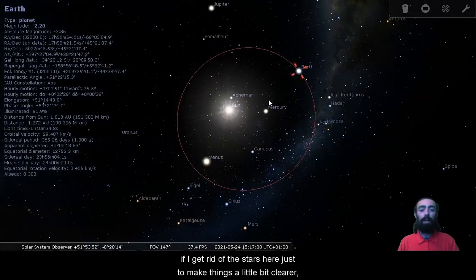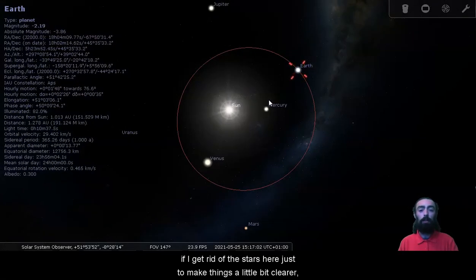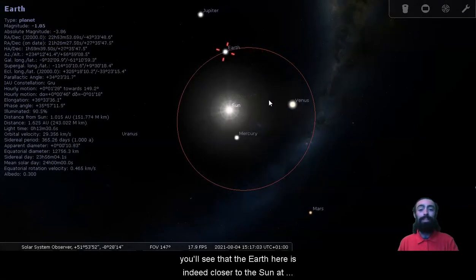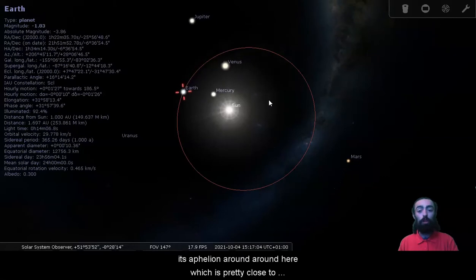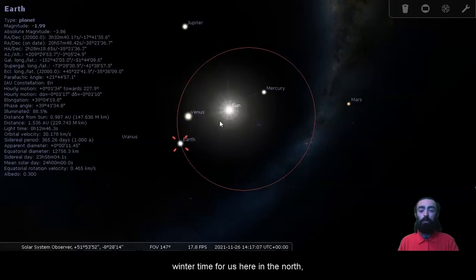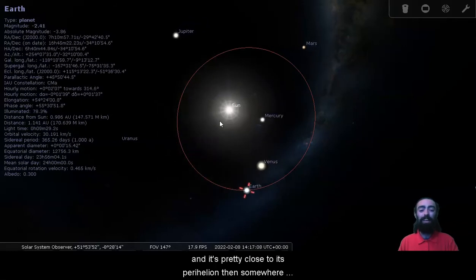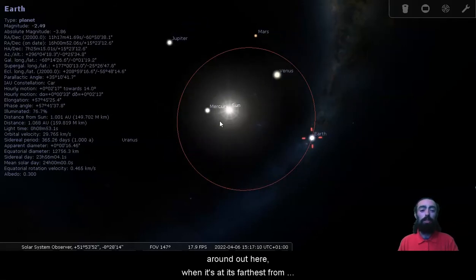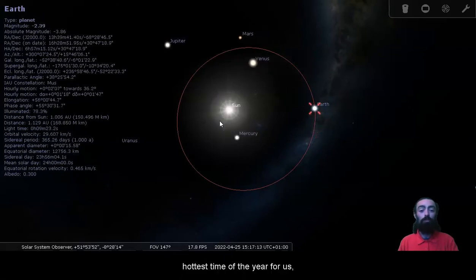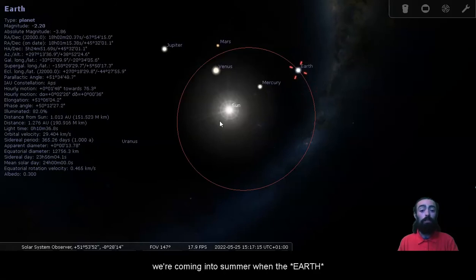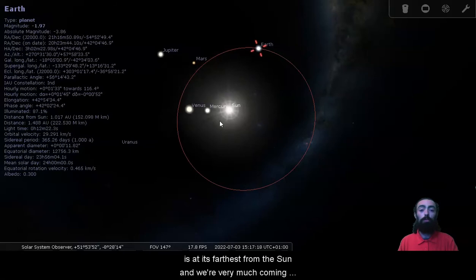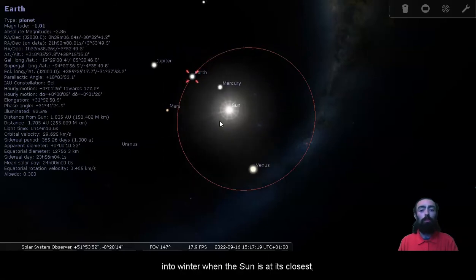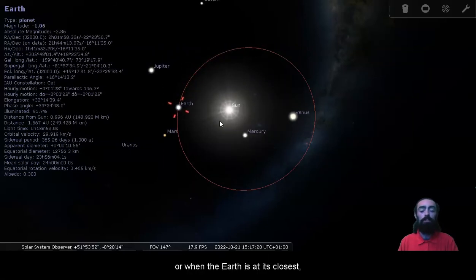to believe. If I get rid of the stars here just to make things a little bit clearer, you'll see that the Earth here is indeed closer to the sun at its aphelion around here, which is pretty close to winter time for us here in the north. And it's pretty close to its perihelion somewhere out here when it's at its furthest from the sun, which is the hottest time of the year for us. We're coming into summer when the Earth is at its furthest from the sun, and we're very much coming into winter when the Earth is at its closest.